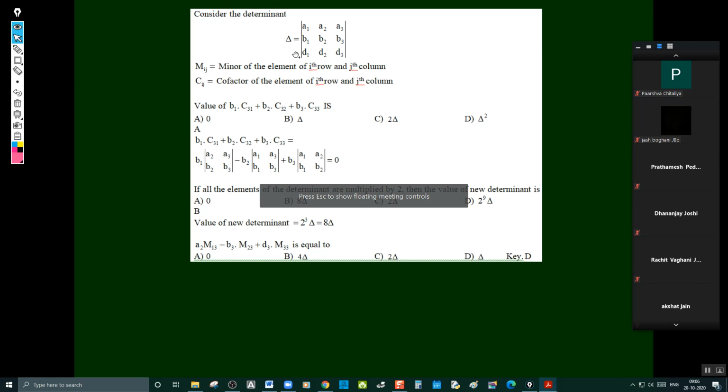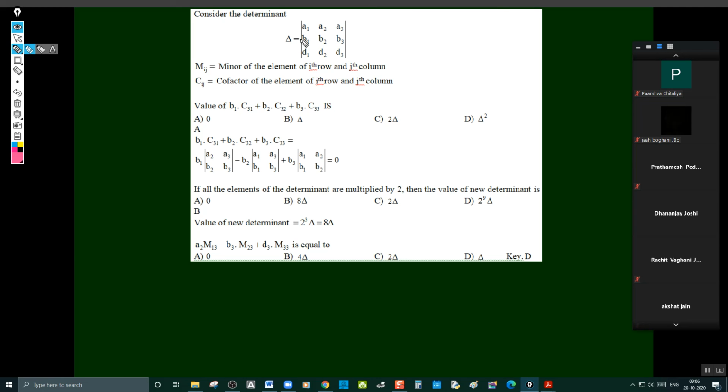Consider the determinant delta equal to A1, A2, A3, B1, B2, B3, D1, D2, D3. Mij is the minor and Cij is the cofactor. We know that. So B1 into C31, every one of you, please. B1 into C31 means, let me write like this, B1 position. Covering B and then C31 means he is writing the cofactor of D1. Cofactor of D1.